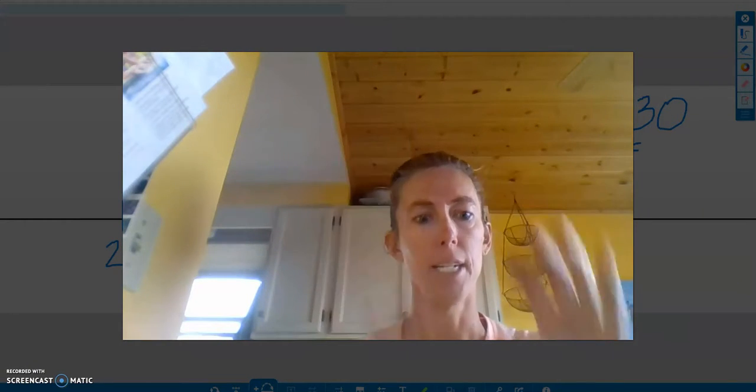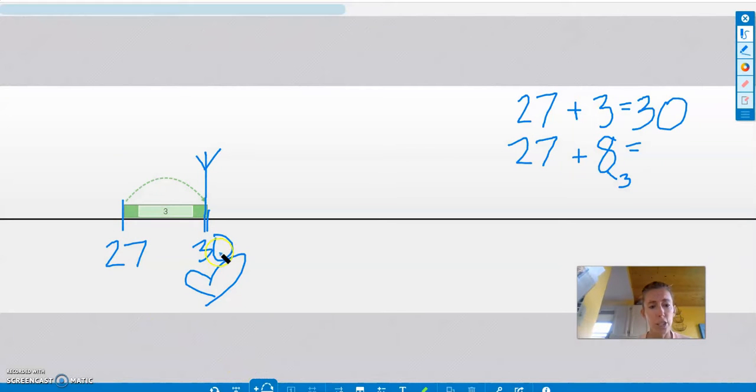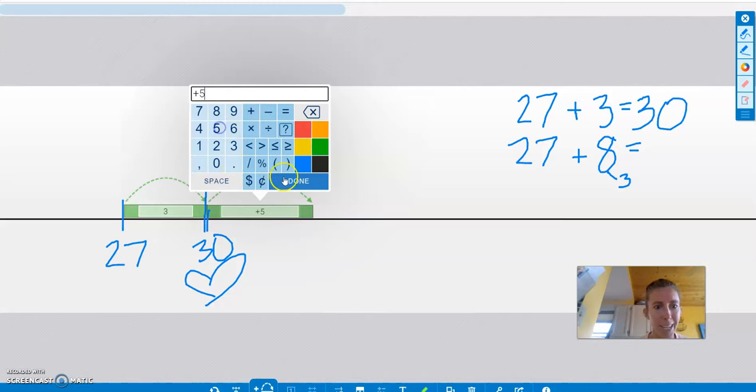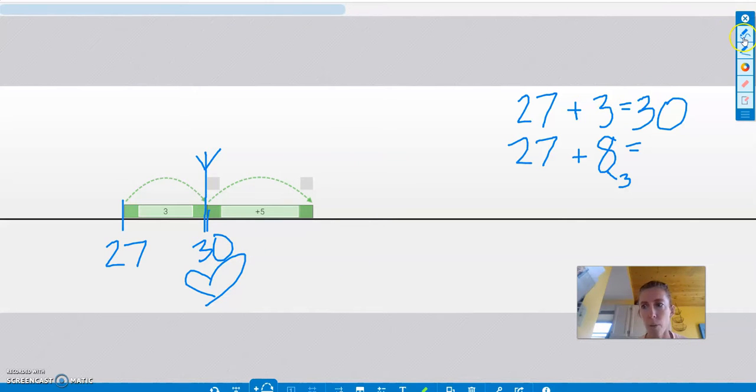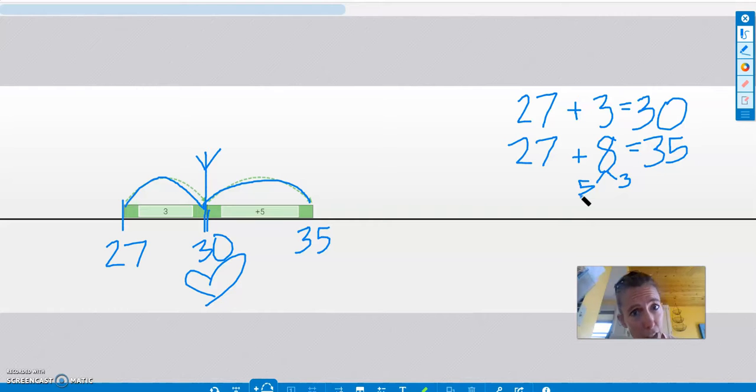I have 5 more. Now you could count on 5, or you just know you're at a tens number, which is awesome. And if I go 5 more, so that's a little bigger than 3. If I go 5 more, where am I going to land? I won't be at 30. I'll be at 35. Okay? If I go 5 more. So that's so awesome. I can get to a 10 and use my tens facts, and then just go however many I have left. And I'm at 35. So awesome.